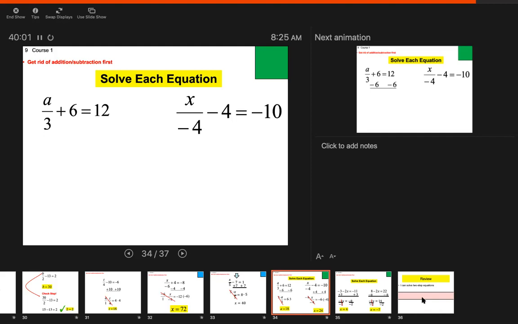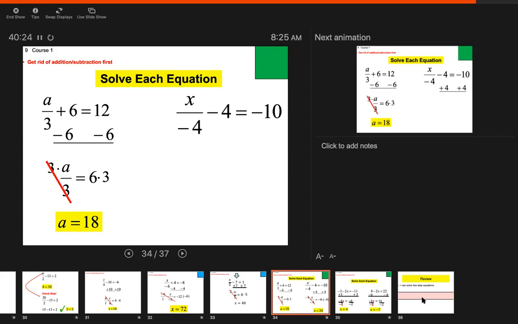All right, first one, I'm going to get rid of the 6 first, so I'm going to subtract 6 from both sides. 12 minus 6 is 6. Get rid of the 3 through multiplication. Don't put the 3 next to the 3. Put the 3 next to the A. The 3's cancel. 6 times 3 is 18. A equals 18. 18 divided by 3 is 6. 6 plus 6 is 12. Check step. That's how quickly you can do a check step.